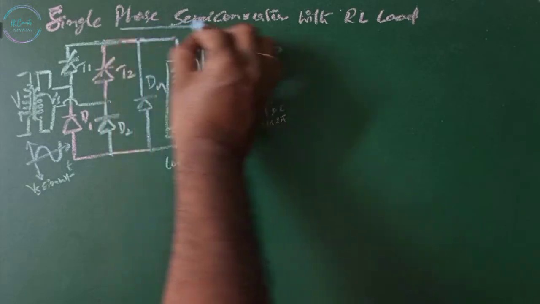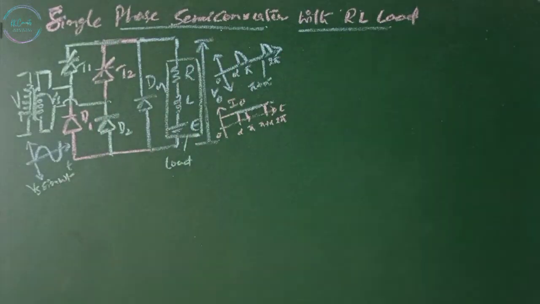Single phase semiconverter with RL load. In practice, a load has a finite inductance. The load current depends on the values of the load resistance R and the load inductor L. And we know the operation of a single phase semiconverter. Please refer to the previous video. The link is also given in the description.